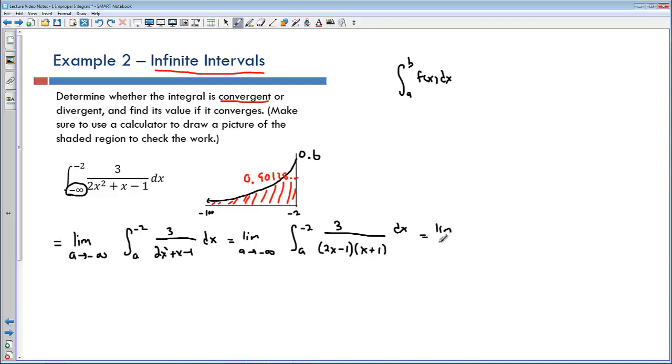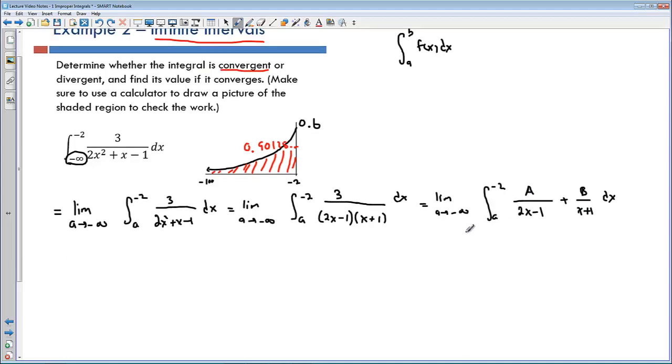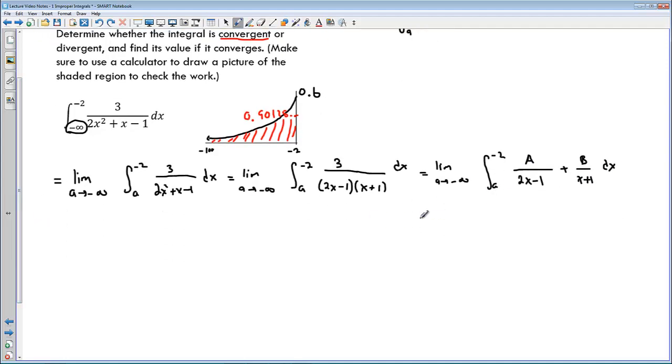And so the limit as a goes to -infinity of the integral from a to -2. So this is good practice for us in using our techniques of integration. So you'll have A divided by 2x minus 1 plus B divided by x plus 1, and then dx. And of course, now we need to go find A and B. And so the way that we do that is we take these two integrands, this one here and this one here, and they should be exactly the same.